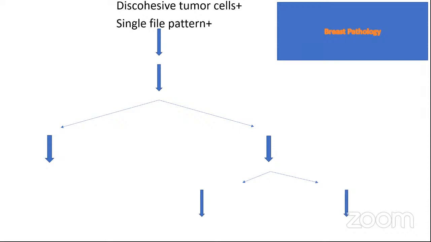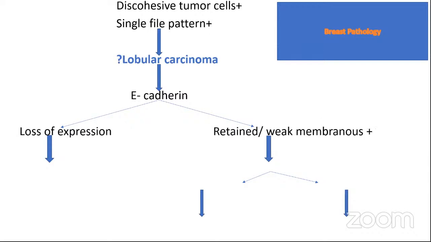As we all know, this discohesiveness of the tumor cells and arrangement in a single file pattern would be suggestive of the tumor likely to be lobular carcinoma. And the first step that you would want to do is E-cadherin, because if there is loss of E-cadherin, you are going to think of a lobular carcinoma. Now the catch lies when there is some retained expression of E-cadherin.